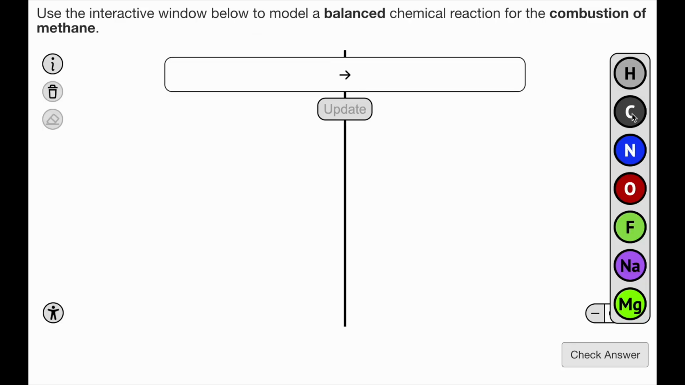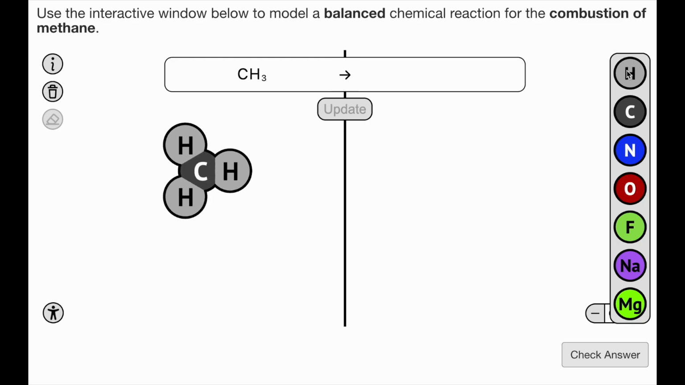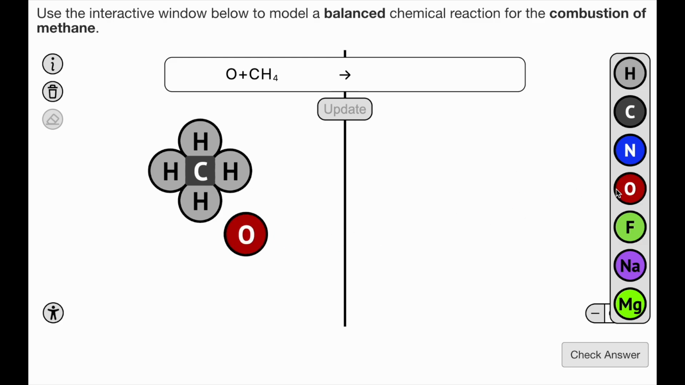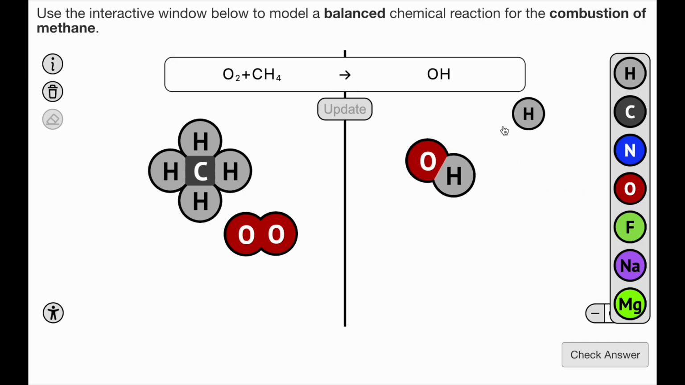The particulate reactions tool allows students to combine atoms to build molecules on each side of a reaction. This tool is great for helping students visualize a balanced reaction and connect the particulate view with the symbolic representation. You'll notice as I'm grouping the atoms together to form the molecules, the corresponding formula is updated in the equation bar. I can also type the formula here, click Update, and it will add the molecule for me.